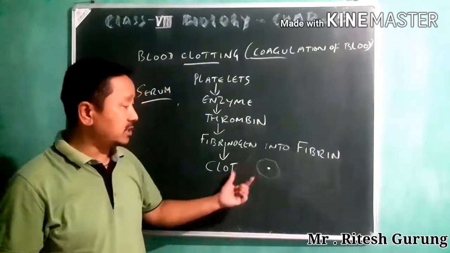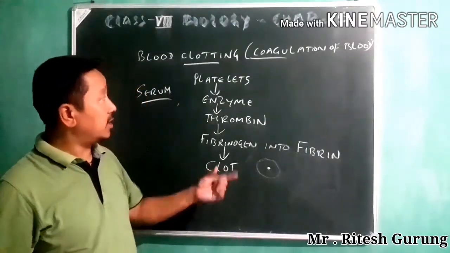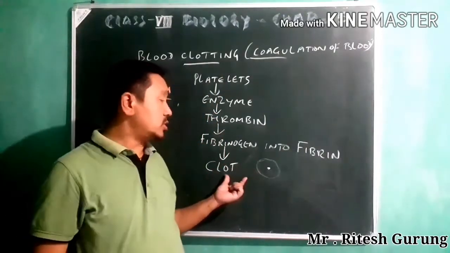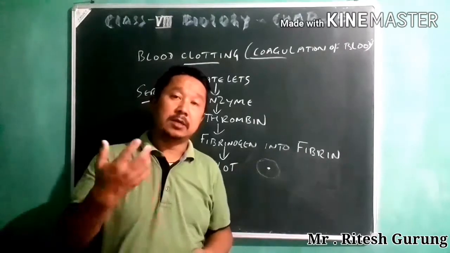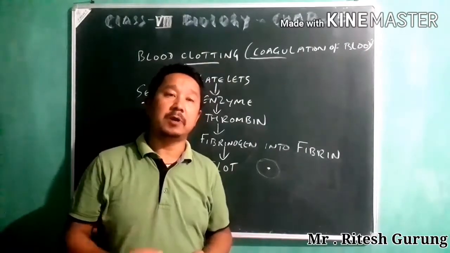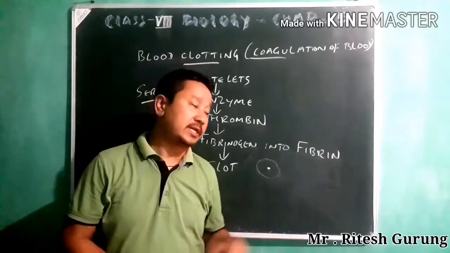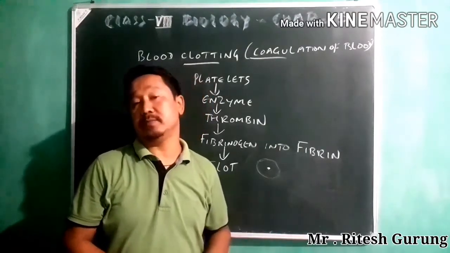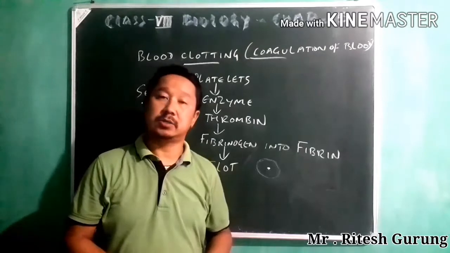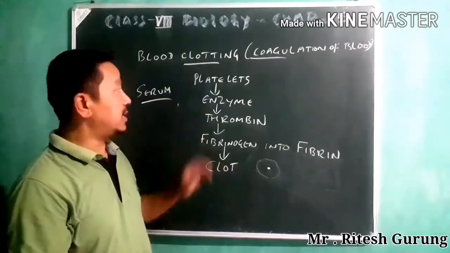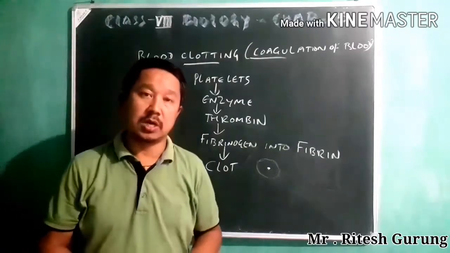Otherwise, if there is no clotting out there, or let's say no platelets there, then no such clotting takes place, and the flowing of blood continues, and if it is not immediately treated, then a person will die because of the loss of blood. So to check the loss of blood, these platelets play a very important role.